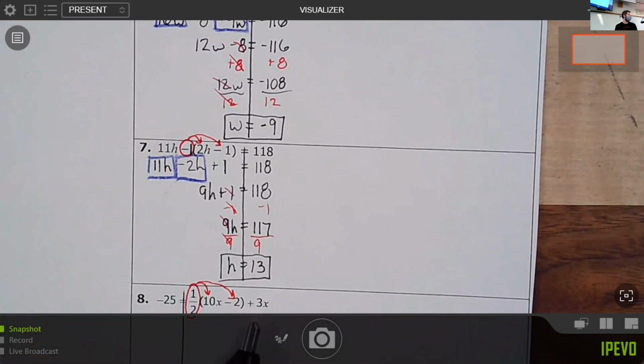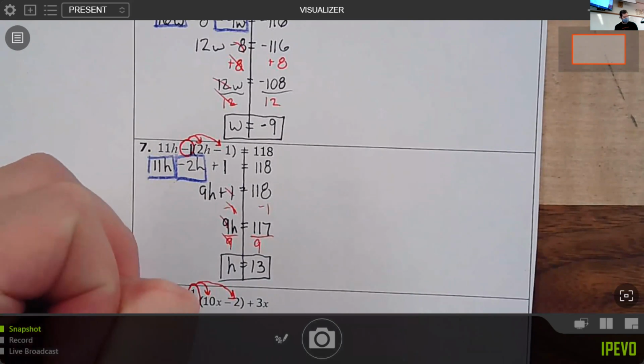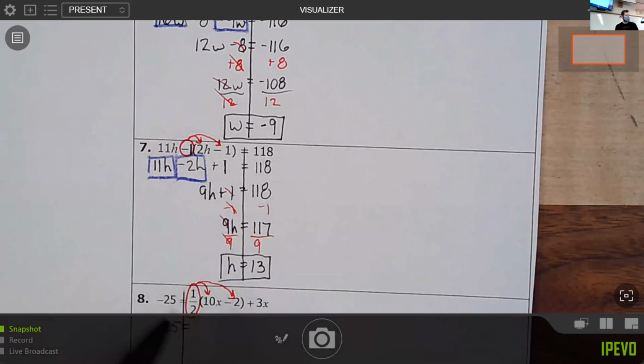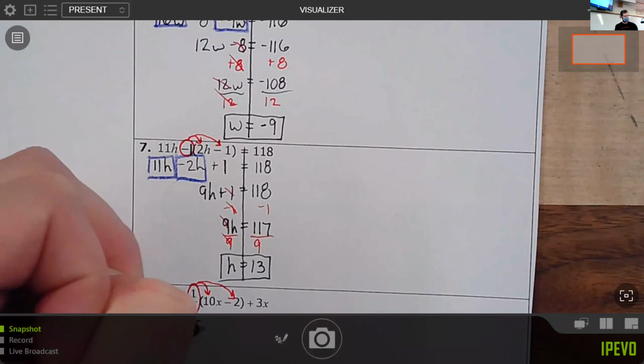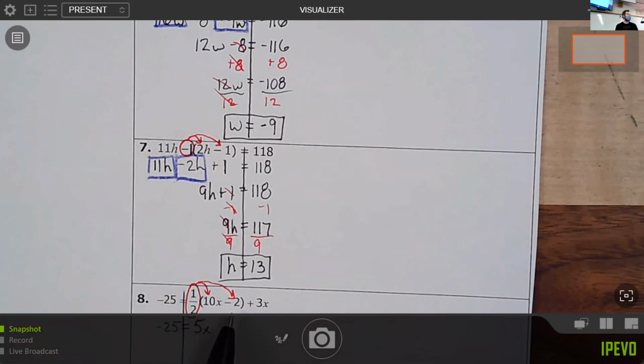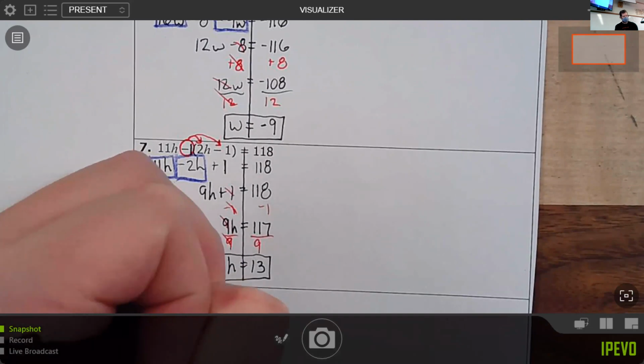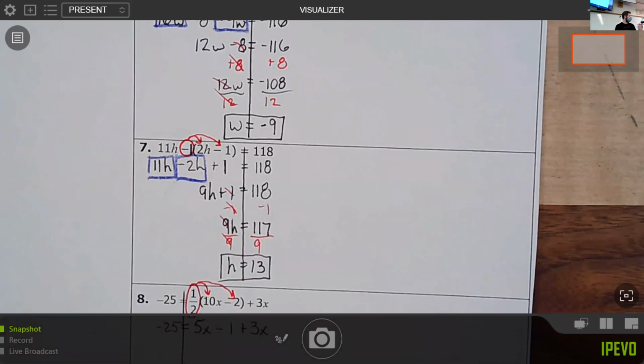This plus 3x on the end, that's not on the inside of the parentheses, therefore we do not distribute to the 3x. So on the left-hand side, we still have a negative 25, and now we're going to write equals 1/2 times 10x. What is half of 10? 5. Yeah, half of 10 is 5. So half of 10x would be 5x. What's half of 2? 1. But it's a negative 2, so it'd be negative 1. So half of negative 2 would be negative 1, or 5x minus 1. Don't forget about the plus 3x, that's still there.